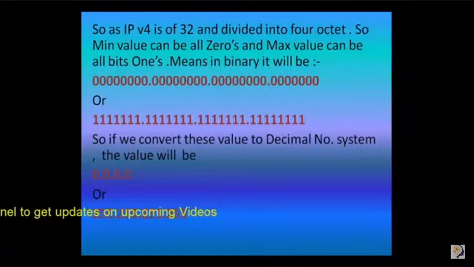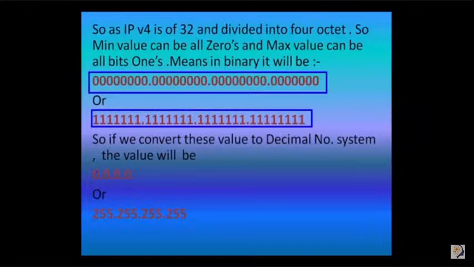So we are discussing what the minimum and maximum value of an IP can be. You can see here in the decimal number system, the minimum IP can be 0.0.0.0 to 255.255.255.255. So this is the minimum to maximum IP value.